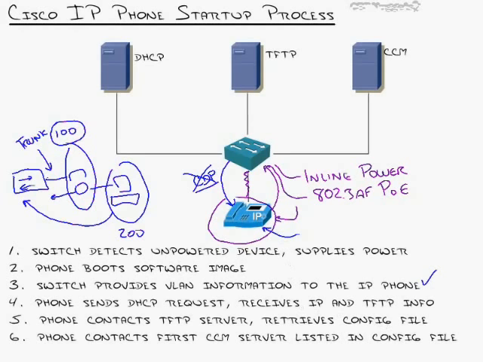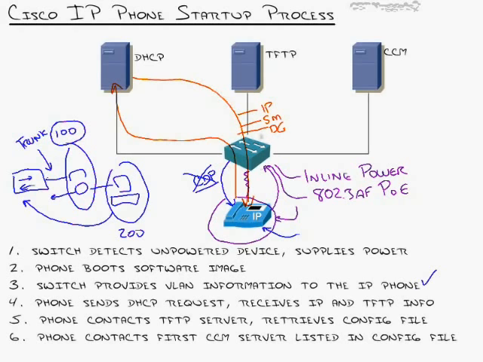Now the phone, once it gets its voice VLAN information, sends a DHCP request. It's going to send out a broadcast on whatever VLAN it's on saying, hey, I need an IP address. That request goes out and is forwarded to the DHCP server. Now I have all these servers separated into 3 different server boxes here, but they could very well all be one box. This is just for ease of example. The DHCP server could be in this switch, could be a layer 3 switch, could be in a router, whatever. So the DHCP server gets the request and sends back to the phone typical items like IP address, subnet mask, and the default gateway.